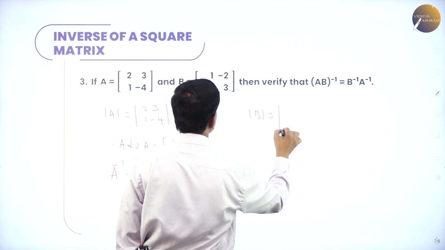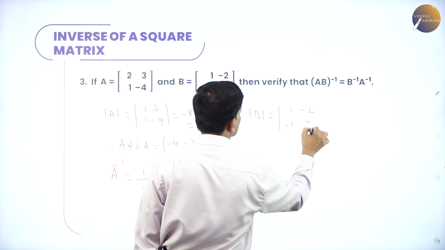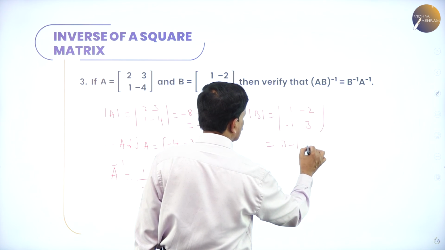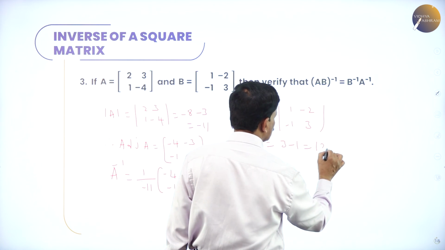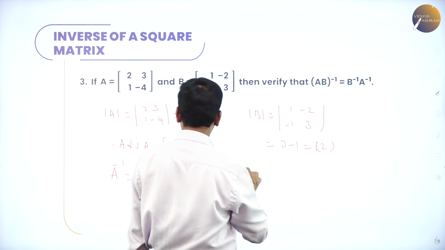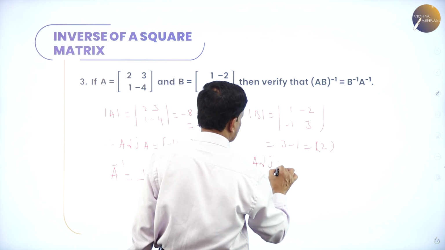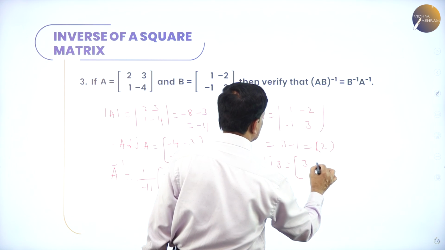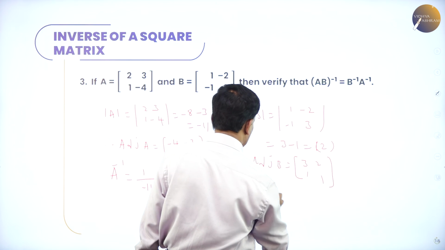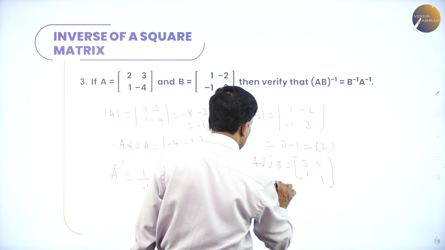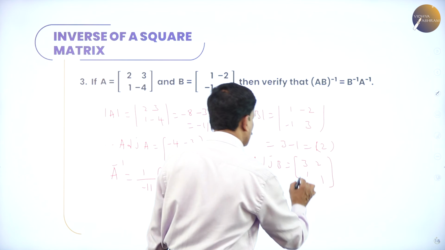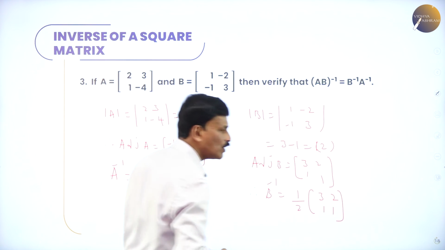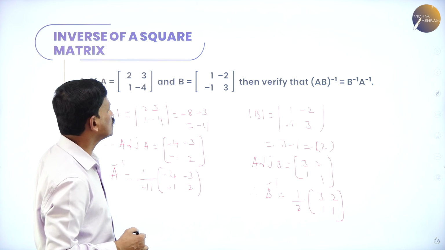So determinant of B is equal to 1, minus 2, minus 1 and 3. Simplify this, 3, 1s are 3, minus into minus, plus into minus minus. This is 3 minus 1 is equal to 2. So now find out the adjoint of B. Adjoint of B is equal to, interchanging the diagonal elements, 3, 1, this becomes plus 2 and plus 1. Now therefore, B inverse is equal to 1 over determinant of B, 1 over 2 into 3, 2, 1, 1. So these are the values of A inverse and B inverse.